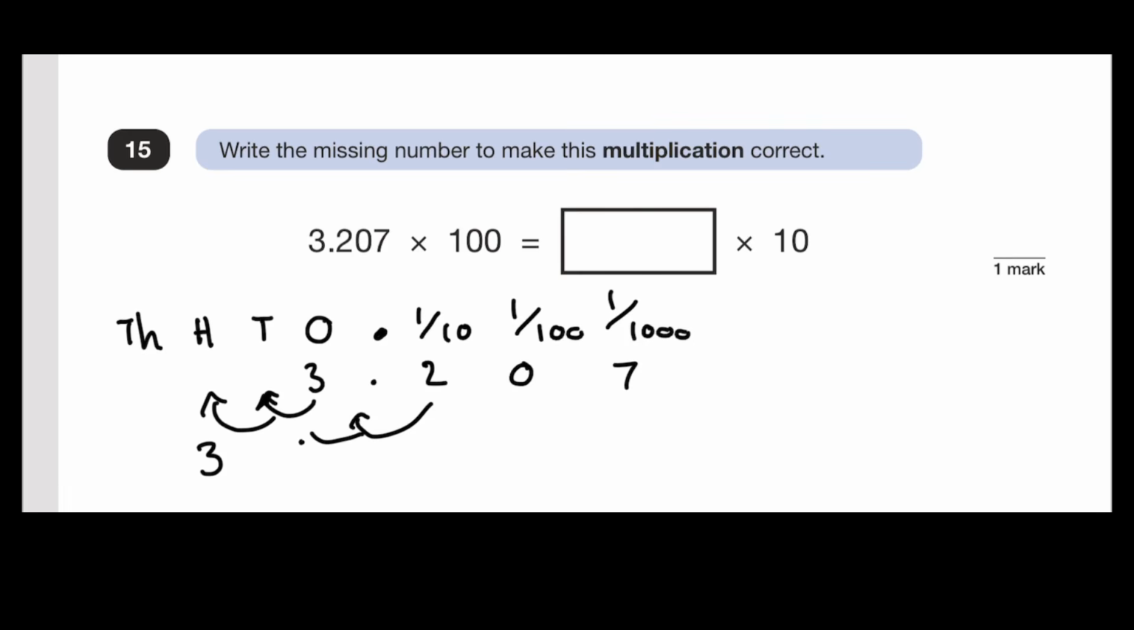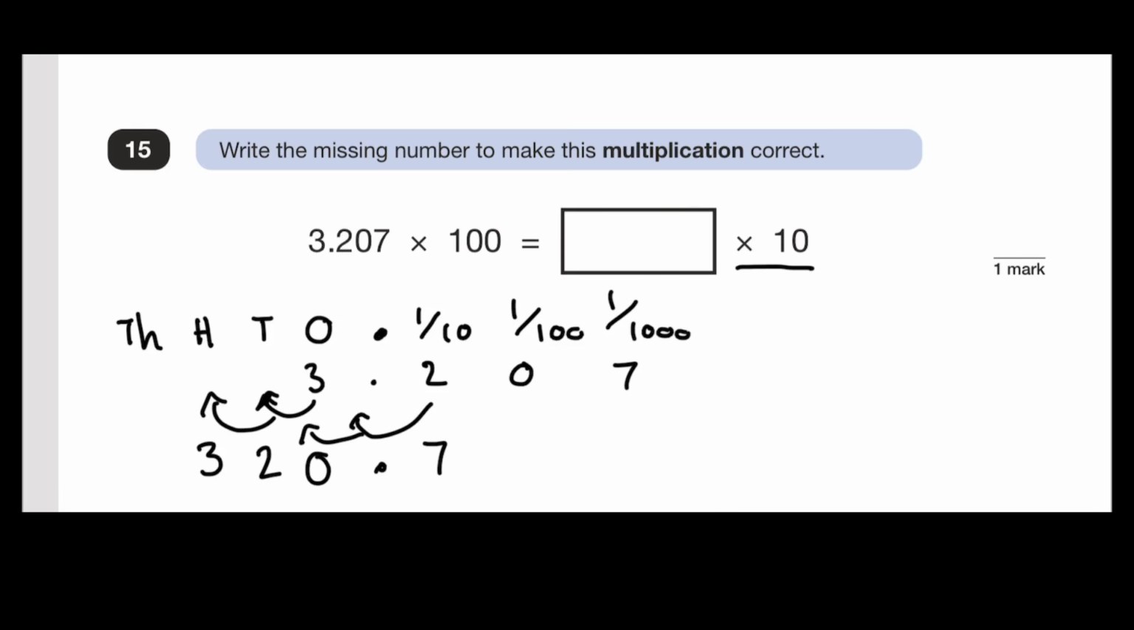And therefore the 3 becomes 300. The 2 tenths become 20. The 0 hundredths becomes 0 ones, and the 7 thousandths becomes 7 tenths. So 3.207 times 100 is equal to 320.7. So we need to work out what multiplied by 10 would equal 320.7 so that both sides of the equation are equal.